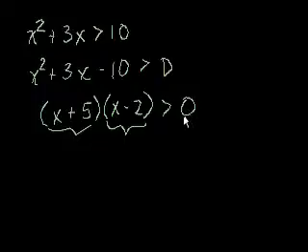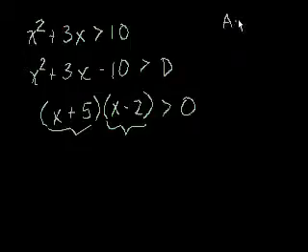Now, let's think about what happens when you multiply numbers. If they're both positive and you multiply them, then you get a positive number. And if they're both negative and you multiply them, then you also get a positive number, right? So we know that either both of these expressions are the same sign, they're both positive, or they're both negative, right? I know this might be a little confusing, but just think of it as x.